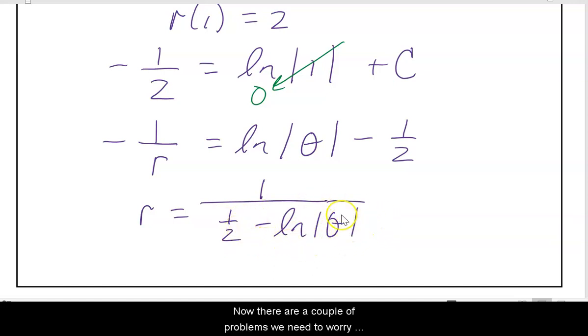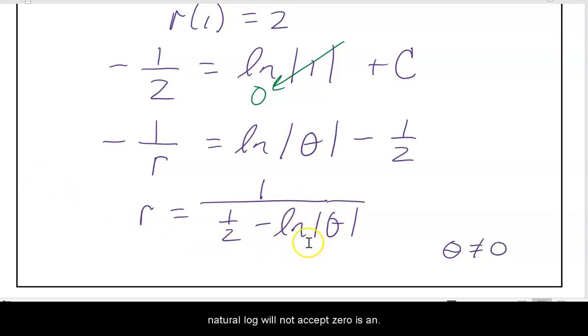Now there are a couple of problems we need to worry about here since we're worrying about the interval of validity or the domain of the solution. First off, I should be sure, because of natural log, that theta is not 0. So I need to tuck into my head over here somewhere that theta cannot be 0, for the simple reason that natural log will not accept 0 as an argument. It also will not accept negative values, but because of the absolute value, I don't have to worry about that. I do, however, have to worry about the fact that this appears in the denominator.